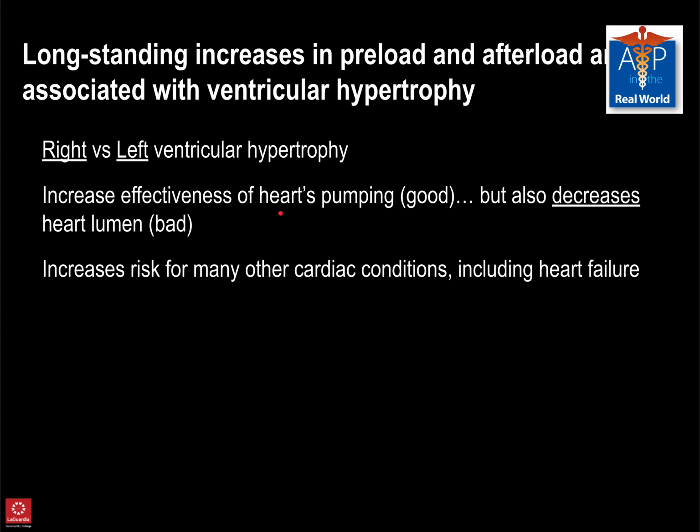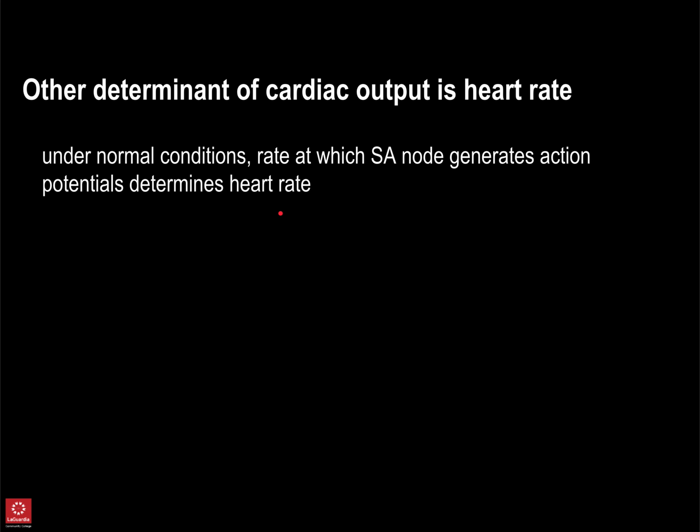Ventricular hypertrophy can increase the effectiveness of the heart's pumping up to a certain point. The condition, however, decreases the heart lumen and therefore reduces the amount of space in which the heart can fill up, right? And that increases the risk for many heart conditions, including heart failure. The other determinant of cardiac output is heart rate, and under normal conditions, the rate at which the SA node generates action potentials determines the heart rate.